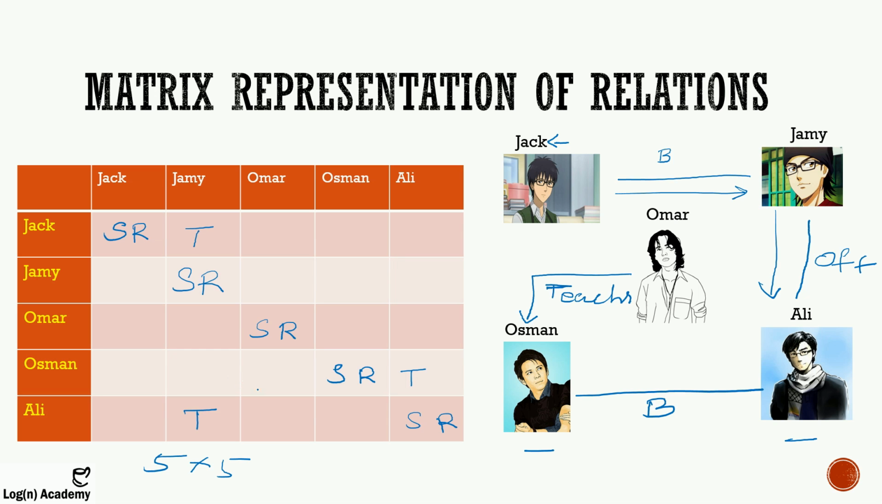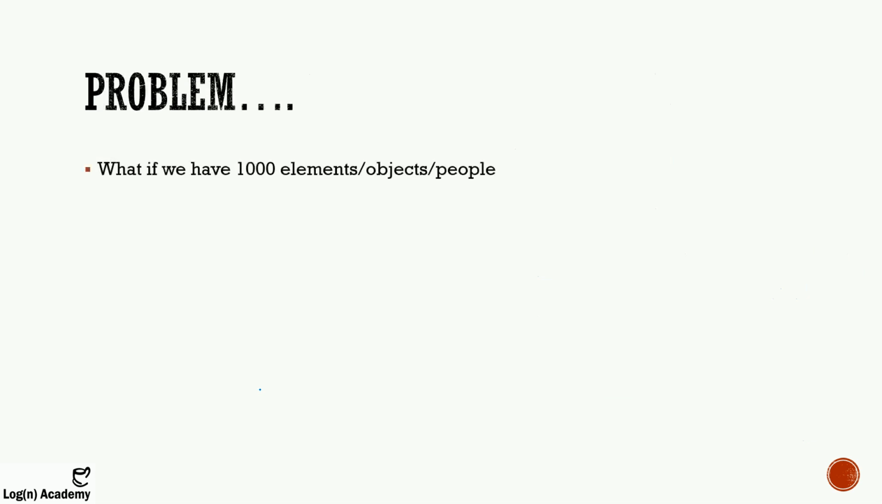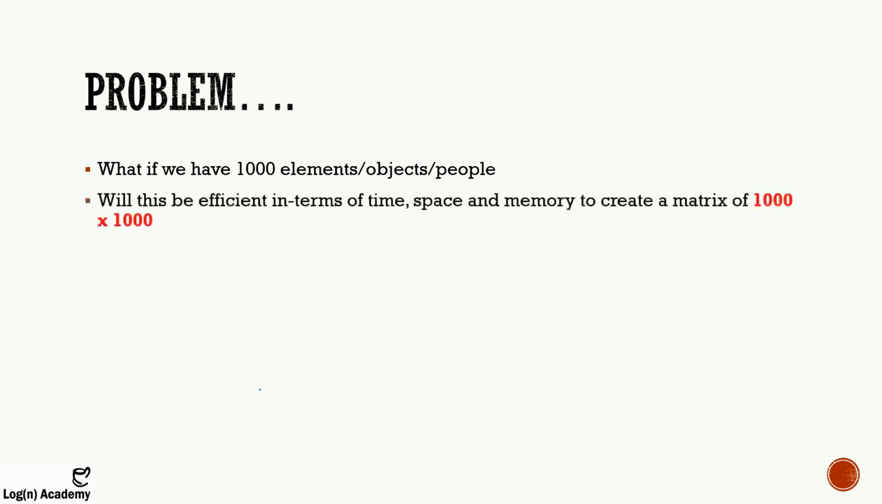But here is a problem. The problem is, what if we have 1,000 elements or objects or people? Now, how we can represent this relation in which we have 1,000 or more than 1,000 elements? Will this be efficient in terms of time, space, and memory to create a matrix of 1,000 by 1,000? Will this be efficient? And the answer is definitely no. This will not be very efficient.